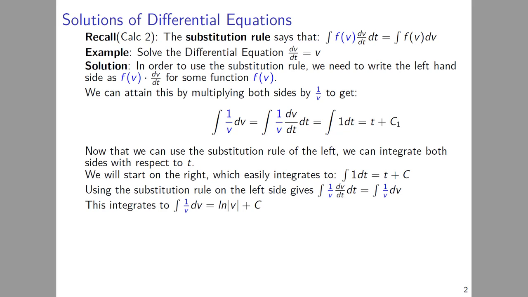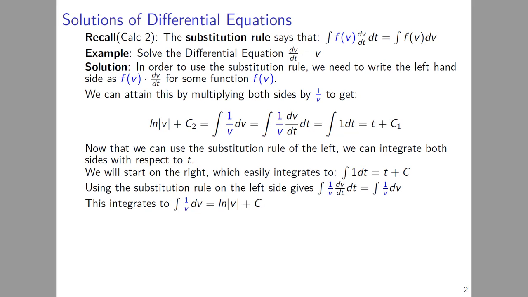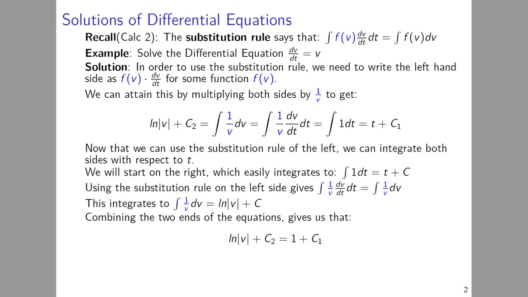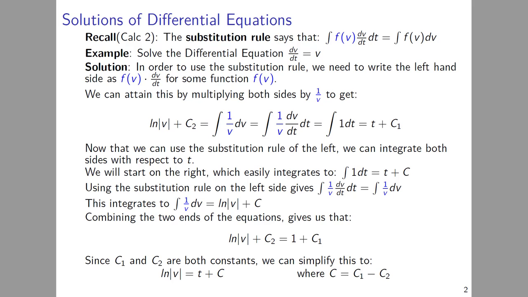And this left-hand side integrates to the natural log of v plus some constant c, which we'll write as the ln of the absolute value of v plus c2, since it may be a different constant of integration than the one on the right-hand side. And combining the two ends of our equation, we get that the natural log of the absolute value of v plus c2 is equal to t plus c1. And since c1 and c2 are both constants, we can simplify this as the natural log of absolute value v is equal to t plus some constant c, where that single constant c is equal to c1 minus c2.